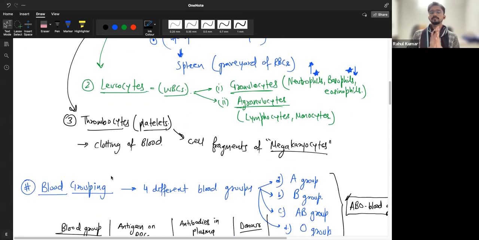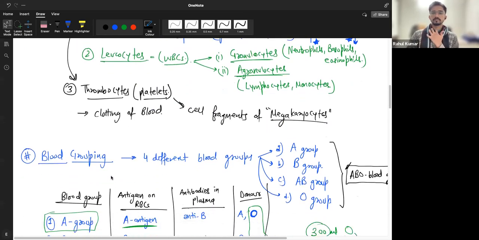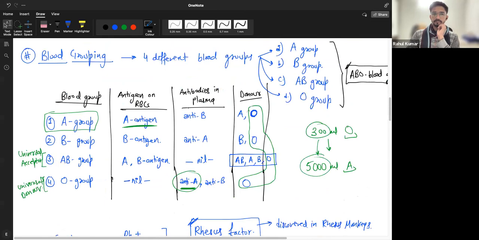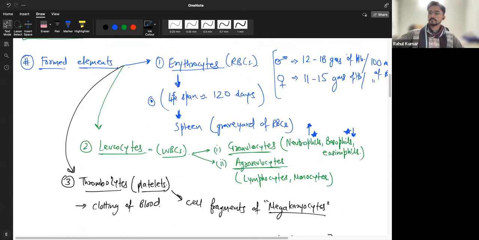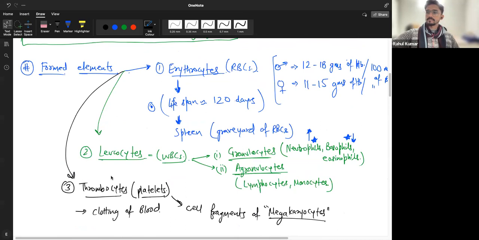So the first formed element is erythrocytes, also called RBCs. They are biconcave in shape, and we have 5 million RBCs per cubic millimeter in our blood. The pigment called hemoglobin is present on the surface of RBC, contains an iron core, and transports oxygen and carbon dioxide to the cells. In males, we have 12 to 18 grams of hemoglobin per 100 ml of blood, and for females, the normal is 11 to 15 grams per 100 ml.